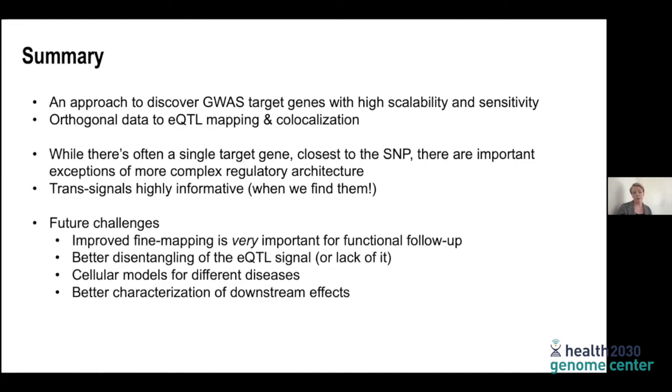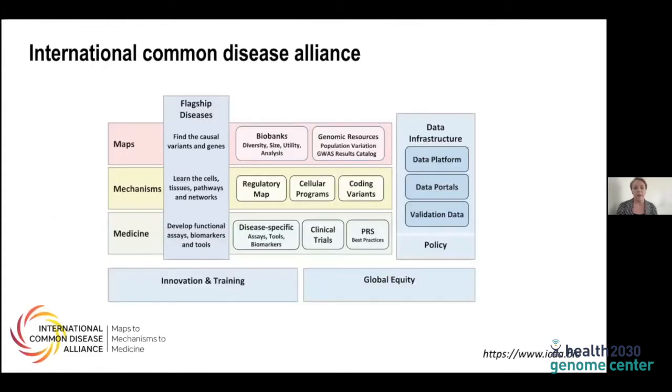And also, I think that in general, better characterization of downstream effects is going to be very important for getting beyond the cis target gene, to really dig deep with trans target analysis and other approaches for cellular phenotyping. And one of the communities trying to pursue these types of approaches, and many other approaches, to tackle the challenge of complex disease interpretation is the International Common Disease Alliance.